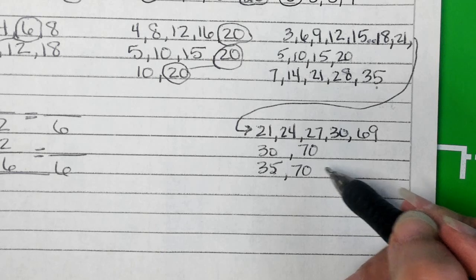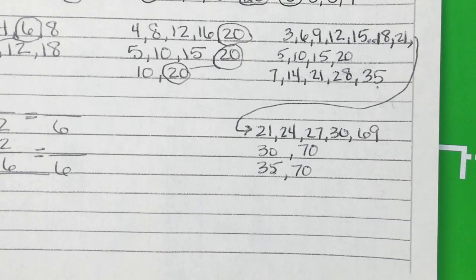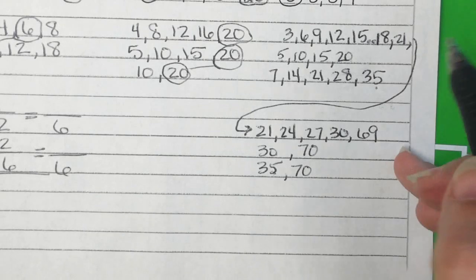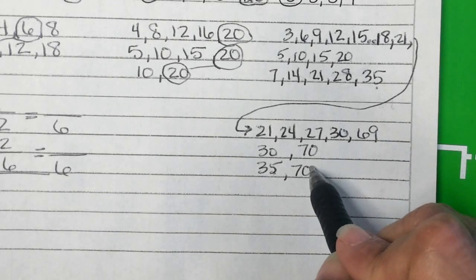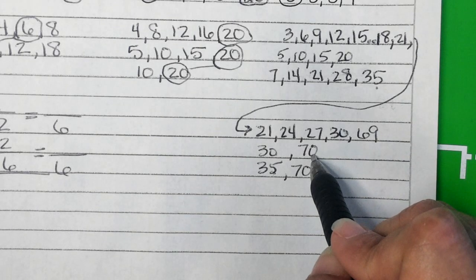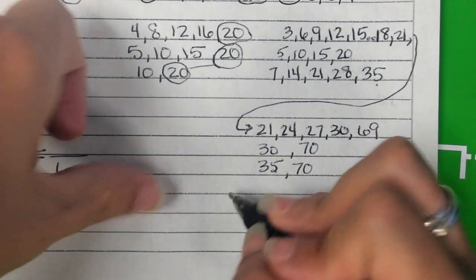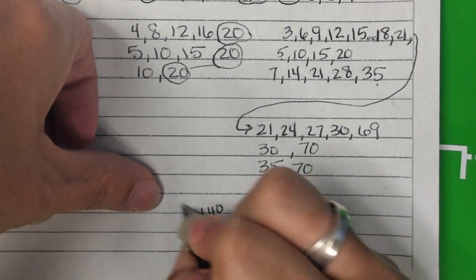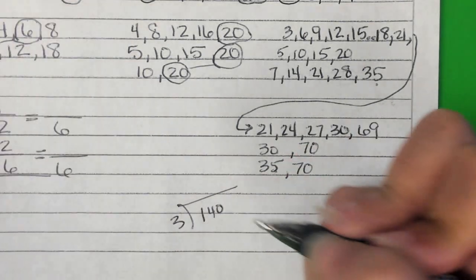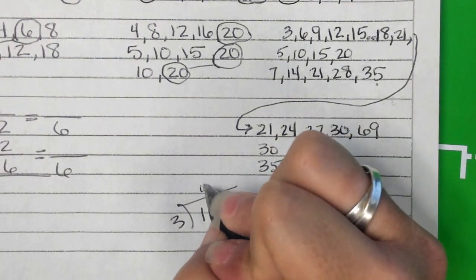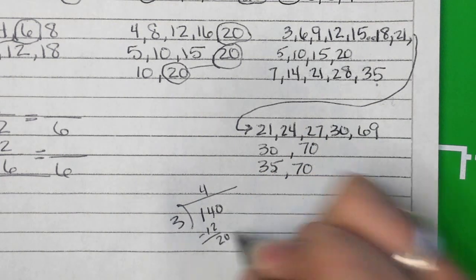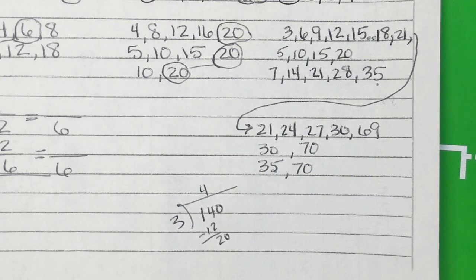Honestly, I'm thinking we either made this one wrong or we were trying to just go on forever. 140, 140. I'm going to have to test 140 with division. 140 divided by 3. 3 times 4 is 12. That wouldn't work. I'm going to scratch this one out.